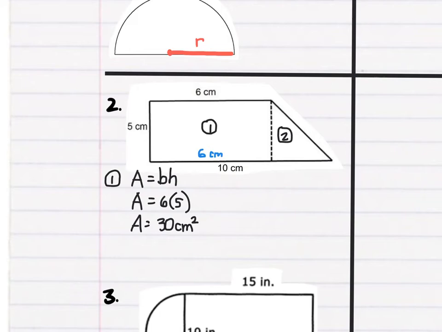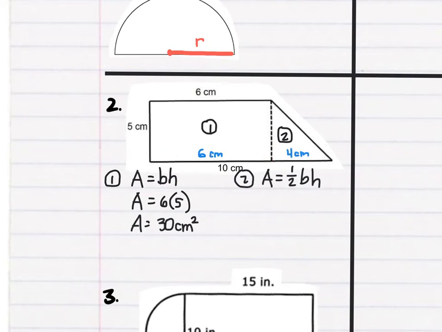Now for the second shape, because it's a triangle, we have to use the formula for a triangle: 1/2 times base times height. Looking at this shape, the base is not labeled, but as we mentioned before, the 10 centimeters goes all the way across, and we know this much here is already 6. So this length has to be the remaining centimeters. It has to be 4 centimeters so that they add up to 10.